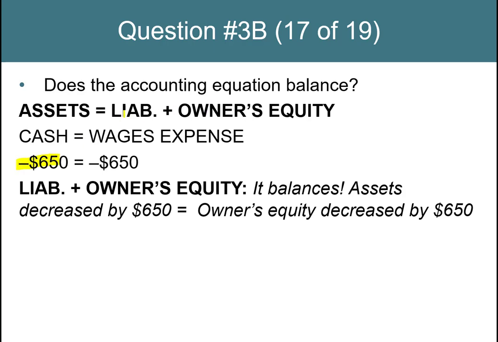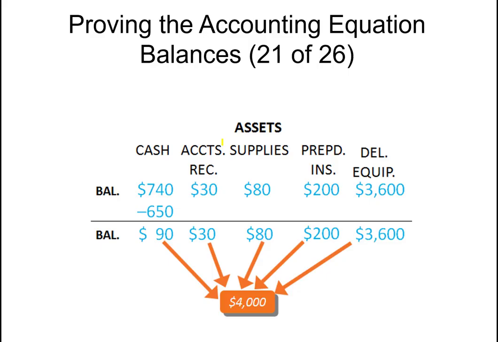If we are looking at the liability plus owner's equity side, there will also be a reduction in owner's equity. Certainly, we will go to the owner's equity account, whereby an increase in expense will reduce owner's equity. So how are we going to do this? We look at this balance. Our cash balance is 740 minus 650. The new balance of cash now is 90, reduced by 650.